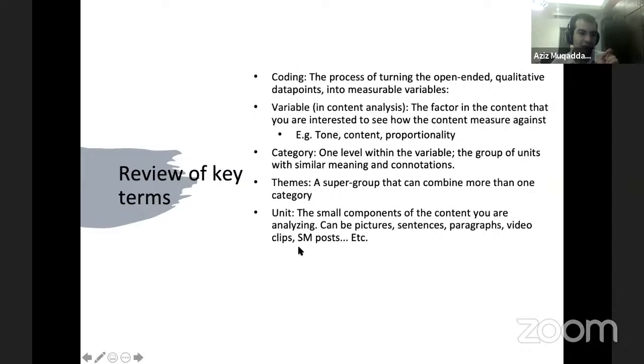And then the unit of analysis, as I say, is the small components in the text you're going to look at. So are you looking at images? Are you looking at text? Are you looking at books, etc.?